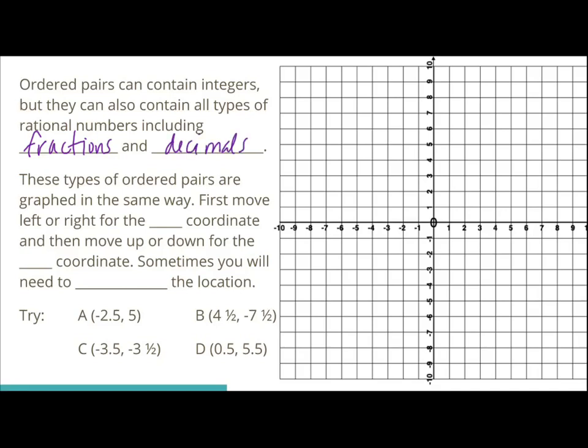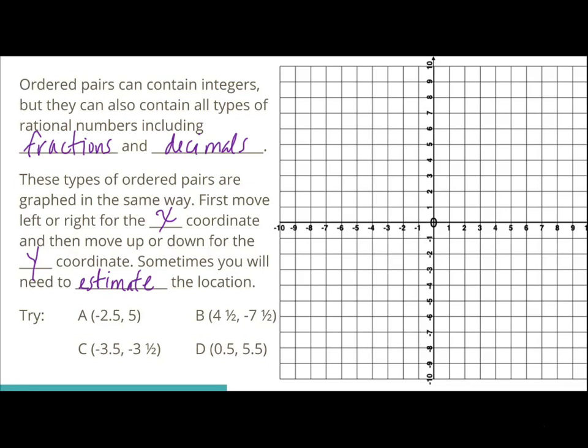These types of ordered pairs are graphed in the same way. So first we're going to move left or right for the x coordinate, then up or down for the y coordinate. Sometimes though you have to estimate the location. So when I look at this coordinate plane, you'll see I don't have spaces numbered for 1/2. I have to just estimate where it would be in between those numbers, just like we do on a number line. So point A, I'm going to put at negative 2.5, 5.